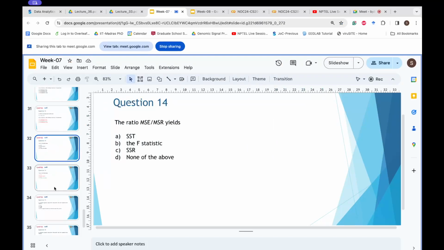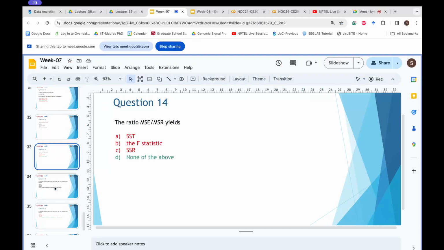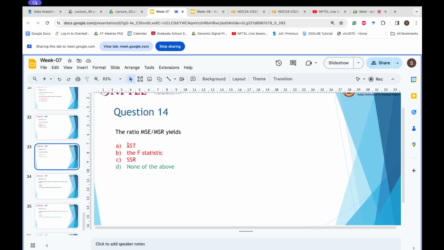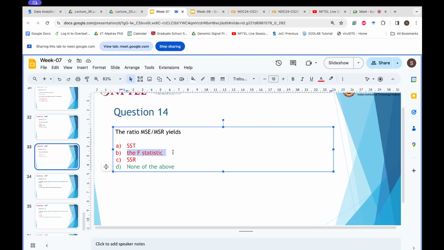Okay, let us move ahead. So the correct answer is none of the above. The correct F statistic formula will be MSR divided by MSE. We saw it in the previous session. So you have to be very careful over here in this case. MSR by MSE is the F statistic, but this particular ratio has no meaning. So the answer is none of the above.